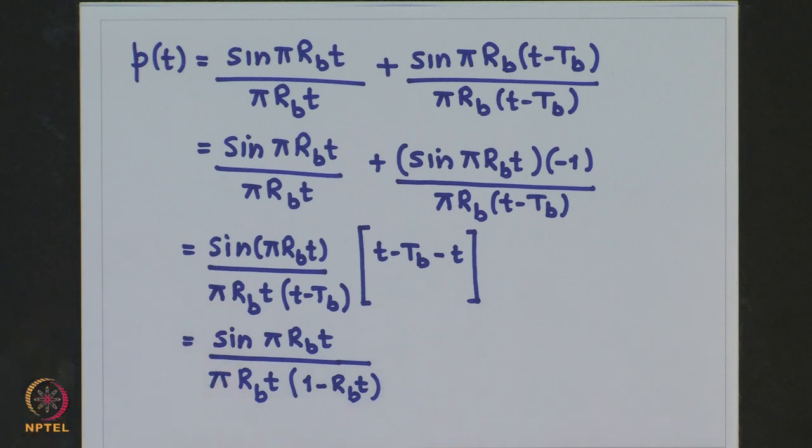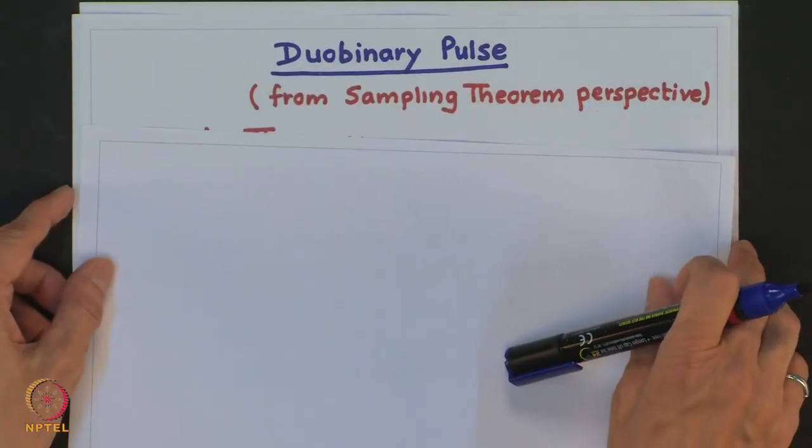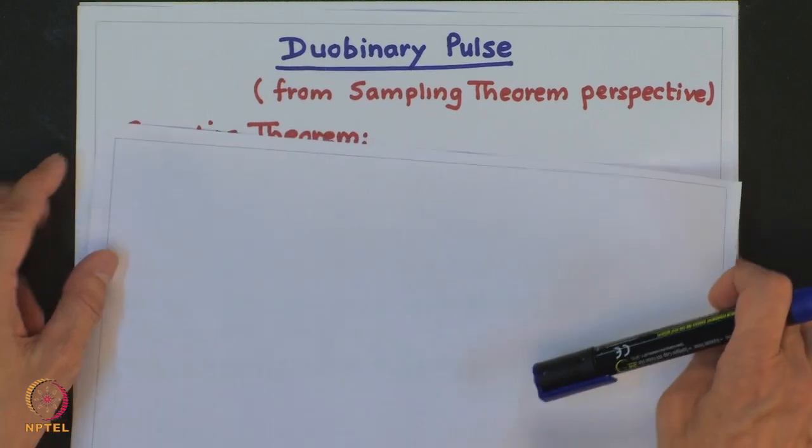So this thing I have derived looking from the point of view of the frequency domain. Now the same thing can be derived from the time domain point of view. Let me just quickly do it. So I'll give you another way of getting the expressions for PT and PF for the duobinary pulse, and this we'll do again from the sampling theorem perspective, but in the time domain.